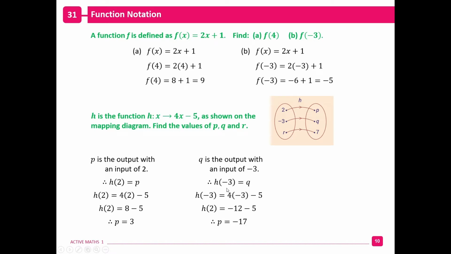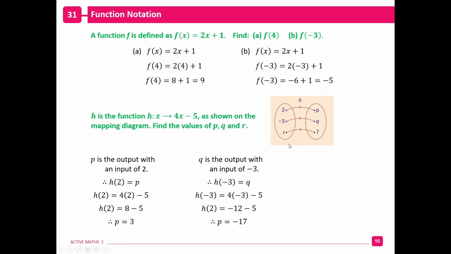So when we put the number, this should be minus 3 here. When we have the input minus 3, the output is minus 17. So on this diagram, it says p as well, that should be q, apologies again. So this q is minus 17 and p was 3.